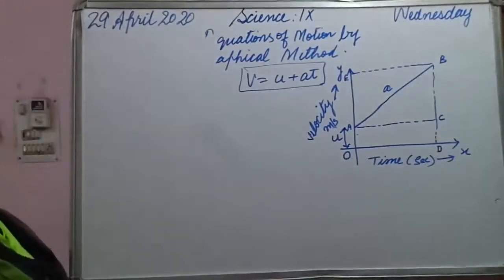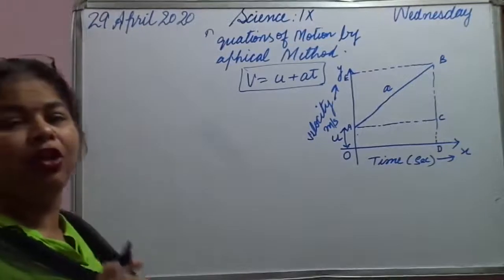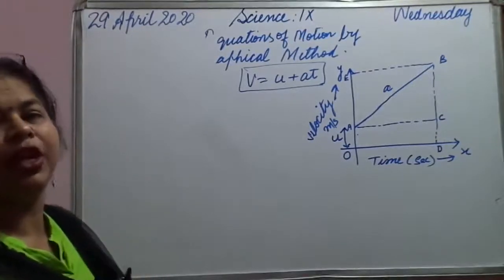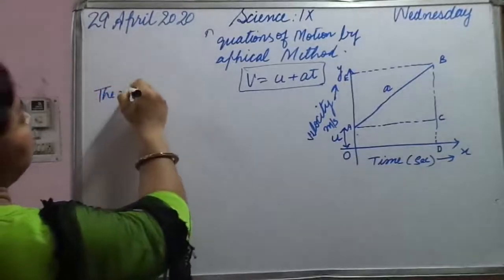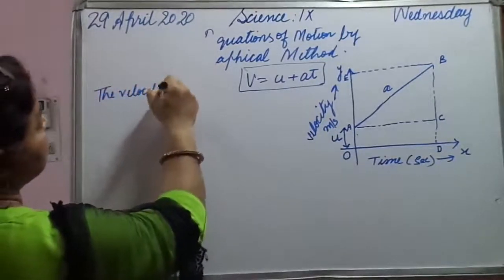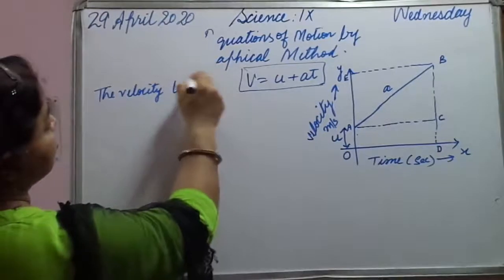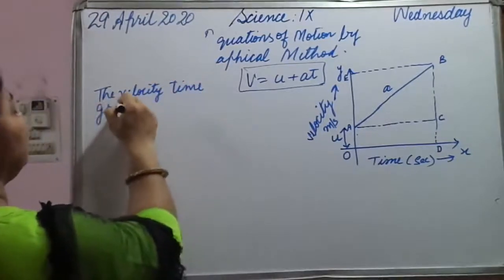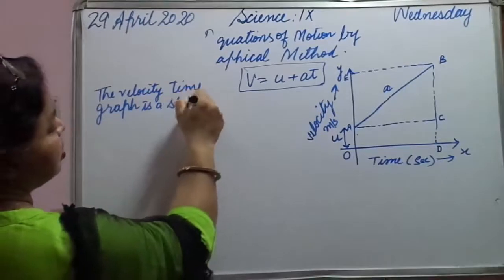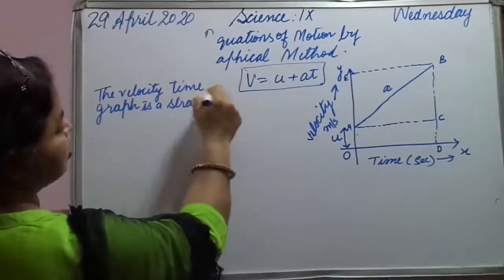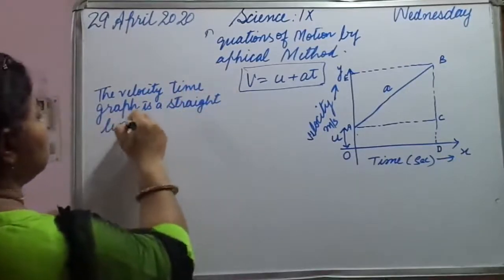Okay, now we will write that the velocity time graph is a straight line AB.